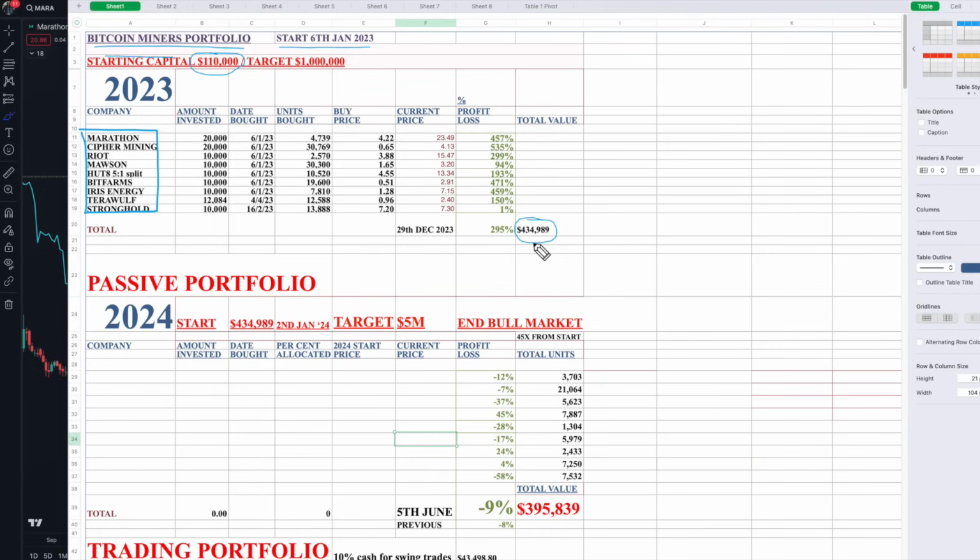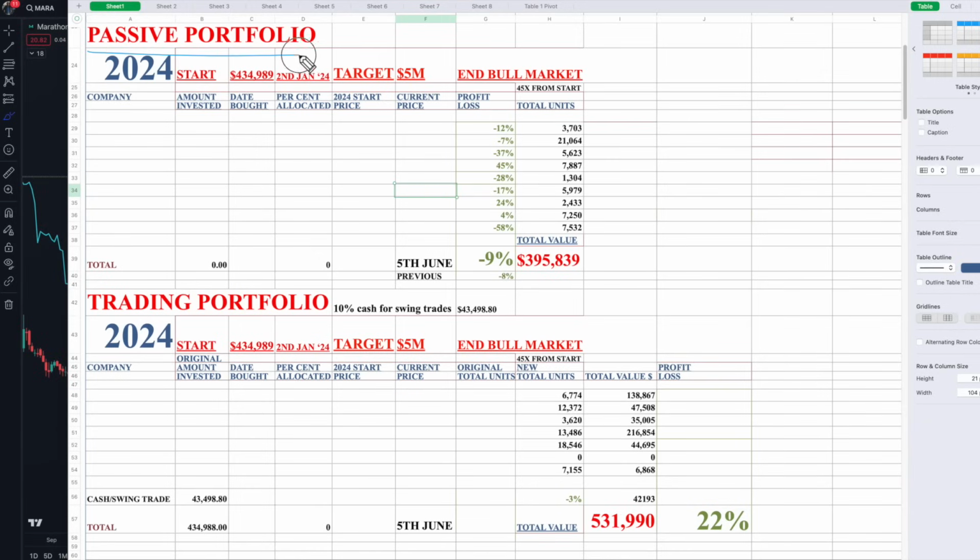So what we've done is to make a comparison: if we took this amount of money and put it into a passive portfolio, how much would it grow to by the end of this bull market? A similar amount we did for the trading portfolio, which is where we do the ratio trades. So far, up to today, the passive portfolio has gone to £395,000, and this is after a 50% correction that we've had with the Bitcoin miners.